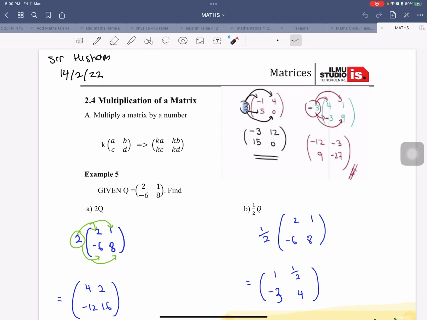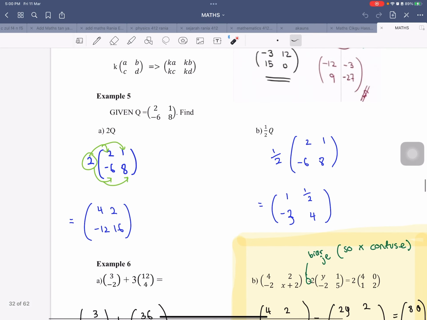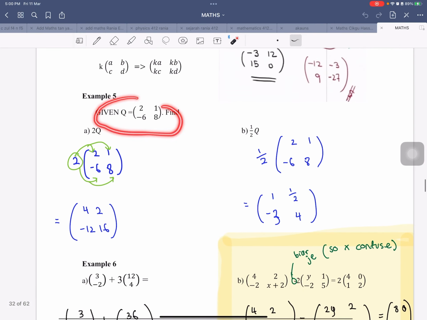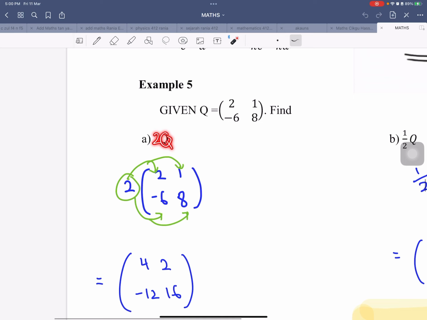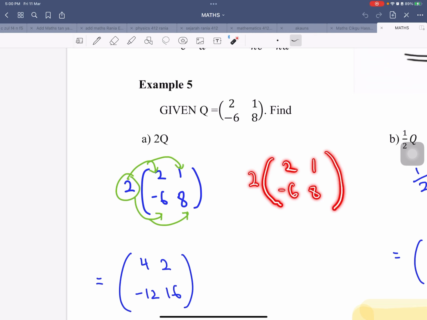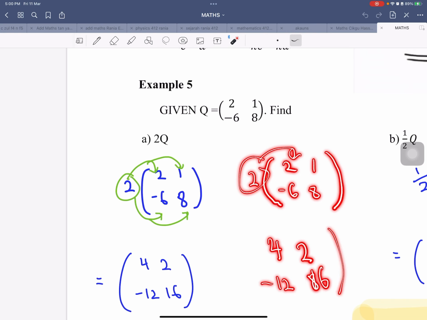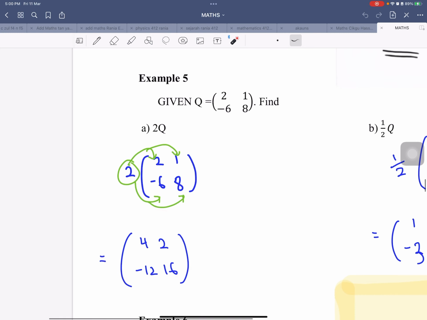Okay, so how do you do multiplication of a matrix? Given Q equals to this, find 2Q. So 2Q is basically 2 times Q. What was given for Q? 2, 1, negative 6, 8. Okay, bracket. 2 times 2 is 4. 2 times 1, 2. 2 times -6, -12. 2 times 8, 16, bracket. So we get this answer. That's just how you do it.